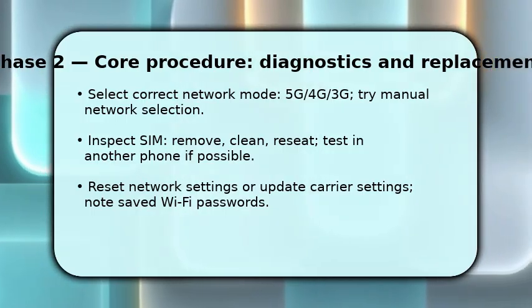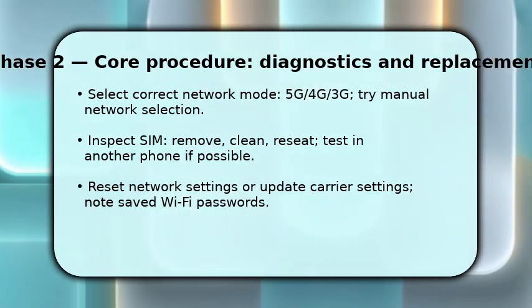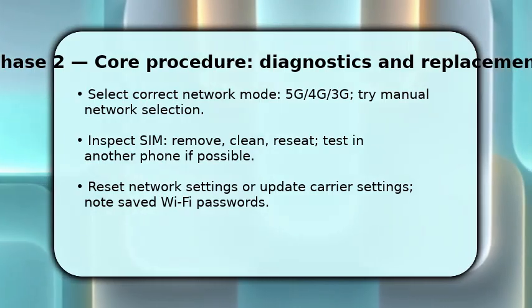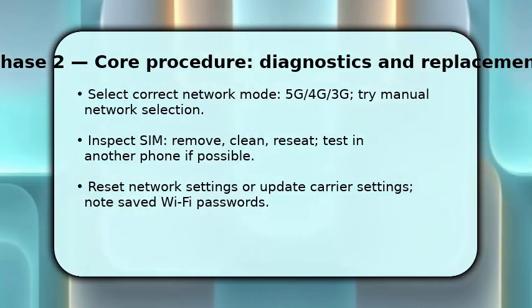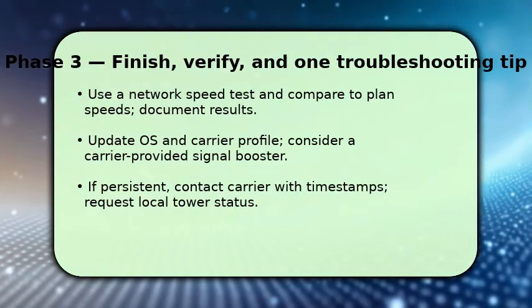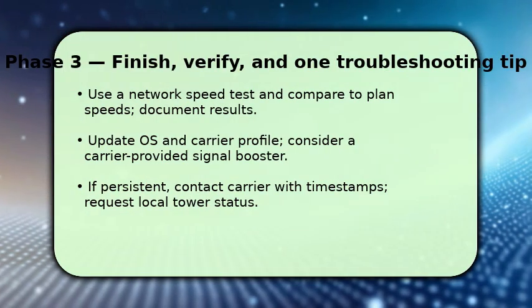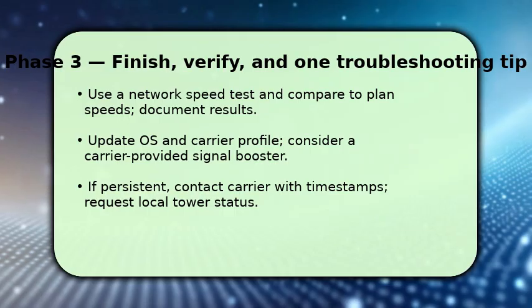Once you've identified the likely cause, reset network settings or install carrier updates. Make sure to finish the process by measuring performance. Run a speed test and compare upload/download numbers to your plan, document results and times.